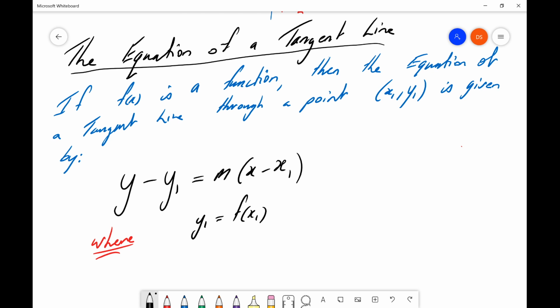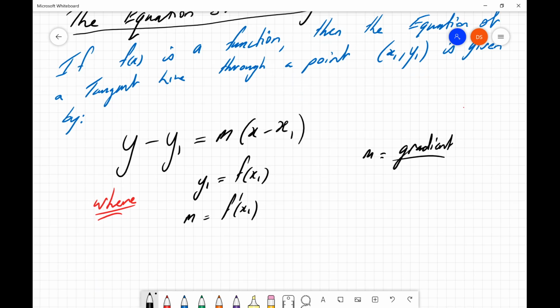So whatever the function's value is at x1, sometimes we're not given y1, and m is f prime of x1. Whatever the x1 value is, that's what the gradient is. And we use m for gradient, because of the French. If you want to look it up, go look it up. I think it's a great exercise for you. So that is the equation of a tangent line through a point x1, y1. Let's try it out.